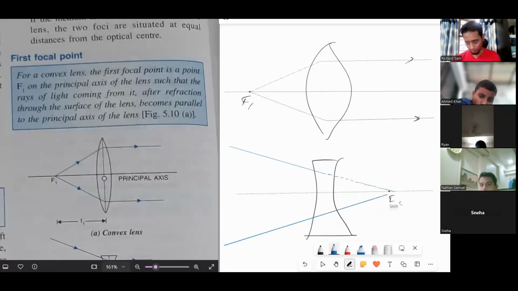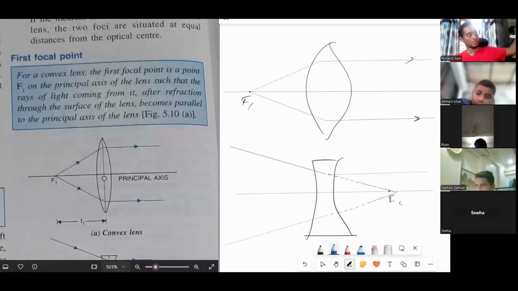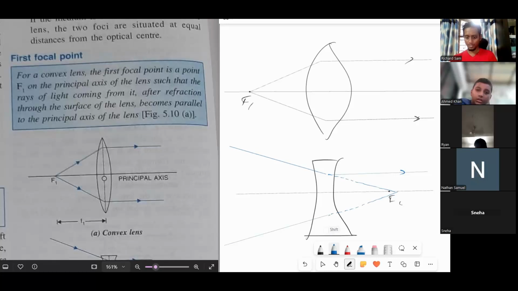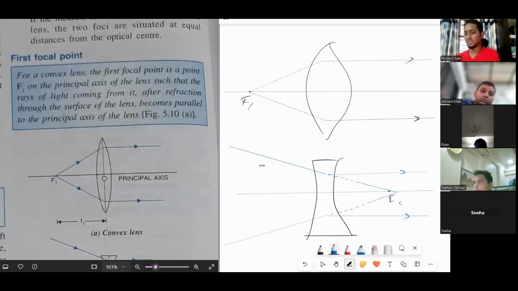Second ray also, see, straight, it should be pointing towards F1. So this ray will diverge. They're bending away. They're coming towards, but they're bending away. But they become parallel to the principal axis. Even this lower ray, they're supposed to go straight, but they bend away. And they become parallel to the principal axis. So this point is F1.